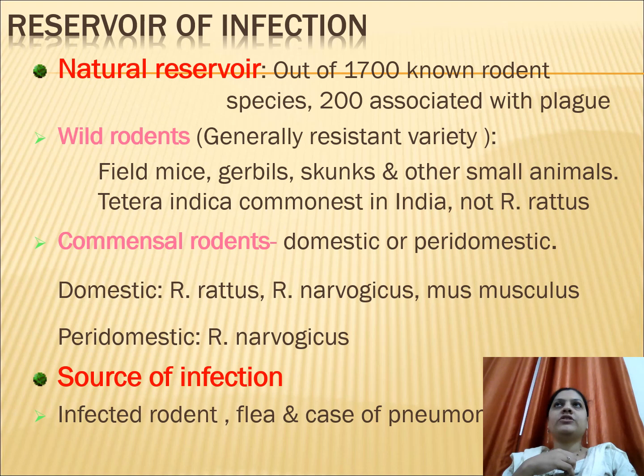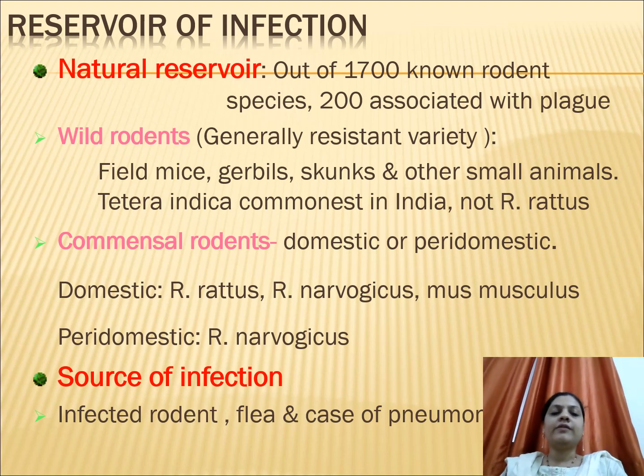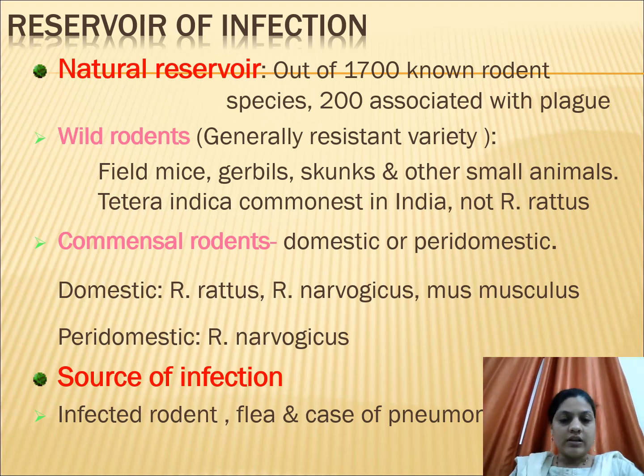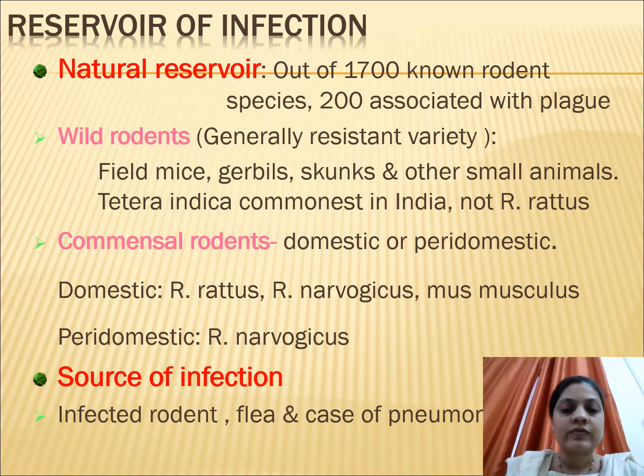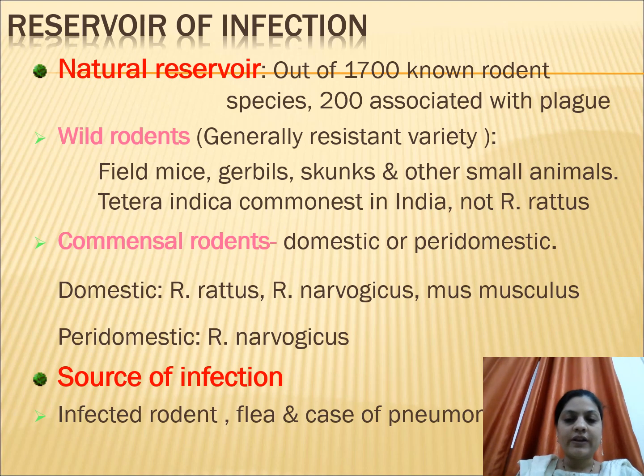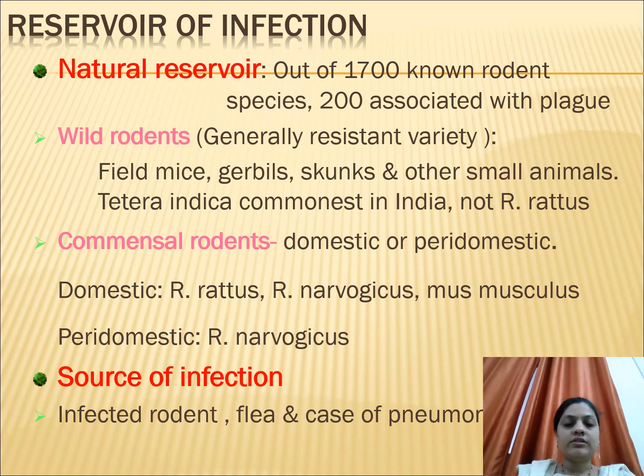The source of infection. All of you should know the difference between source and reservoir. Reservoir is the human, animal, or natural habitat where the virus or bacteria not only survives but also multiplies. While the source of infection is the human, animal, or any material like food or water, anything from which we acquire the infection. So in the case of plague, the source of infection is the infected rodent or flea, and it can also be a case of pneumonia in the case of pneumonic plague.